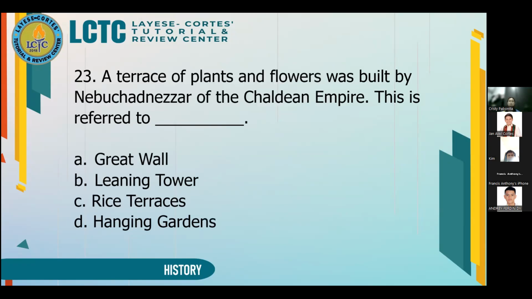23. A terrace of plants and flowers was built by Nebuchadnezzar of the Chaldean Empire. So this is referred to as the Hanging Gardens. Yes, very good. So a terrace of plants and flowers, this is the Hanging Gardens. This is for the Chaldean Empire, I don't know how to pronounce it correctly. It is under the leadership of Nebuchadnezzar. This is the Hanging Gardens.